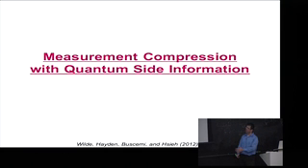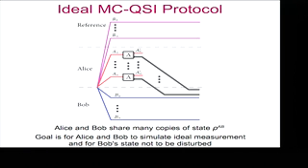Okay, so now this is the final part. Measurement compression with quantum side information is a natural extension of two of the previous protocols that we saw. Now we're assuming that Alice and Bob share many copies of some state, rho_AB. This state could be entangled, it could be separable, whatever. In the ideal protocol, Alice performs the same product measurement, and Bob gets the classical outcome.